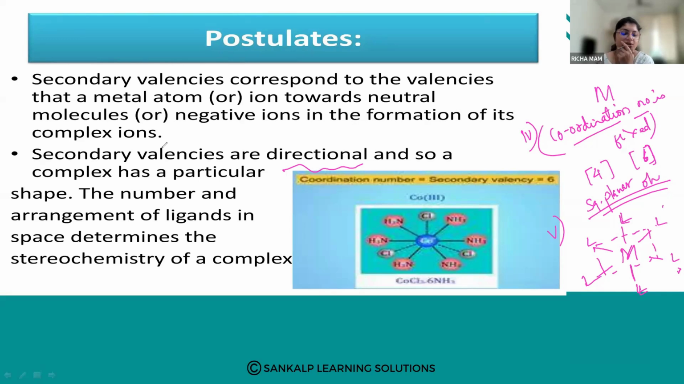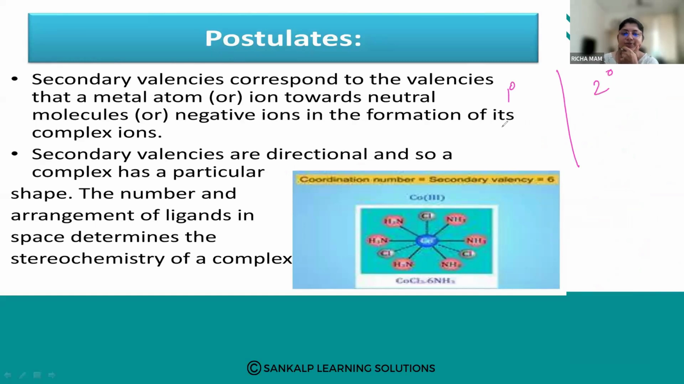So these are the points. If they ask you the difference between primary and secondary valency, primary valency is what? Primary valencies are ionizable. Secondary valencies are non-ionizable. Primary valency corresponds to oxidation state. Secondary valency corresponds to coordination number. Then third: primary valency is non-directional, and secondary valency is directional.